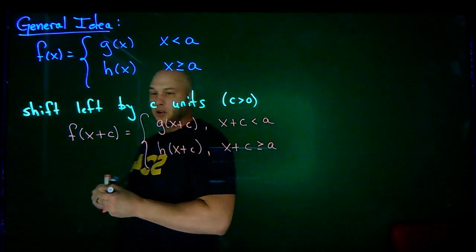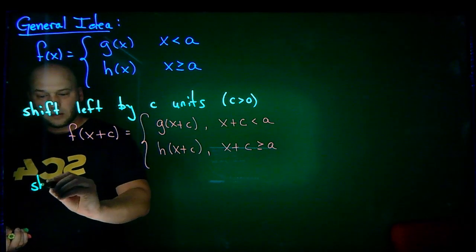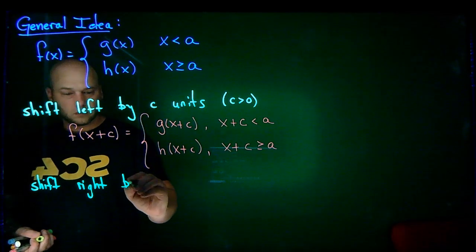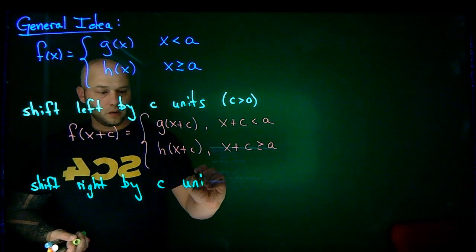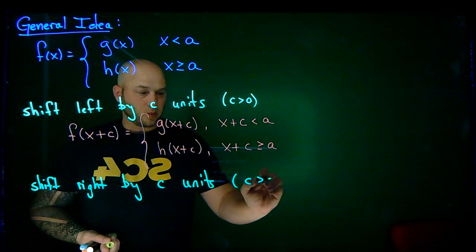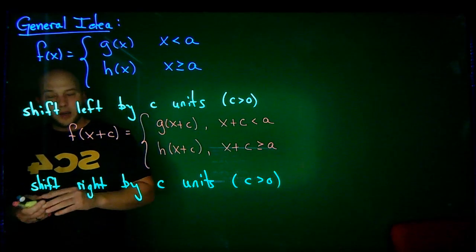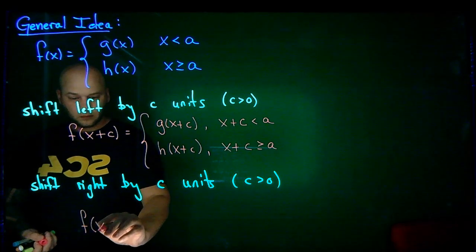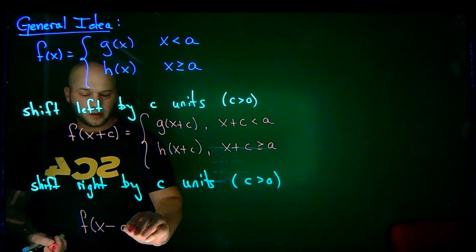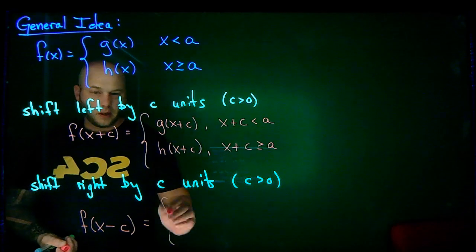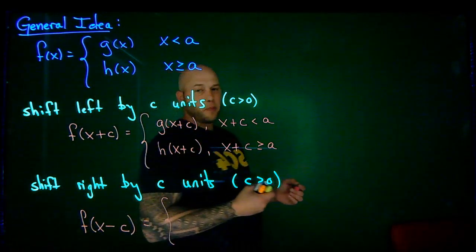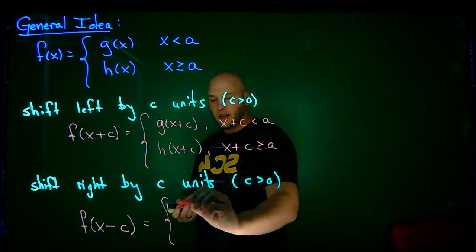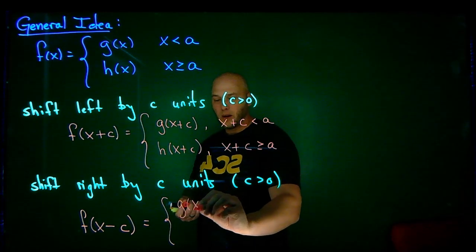Now if I want to do a shift to the right by c units, again, we're assuming c is a positive number, a shift to the right is x minus c. And similarly to the expression above for a shift to the left, if I do a shift to the right, I simply replace every single occurrence of x with x minus c.